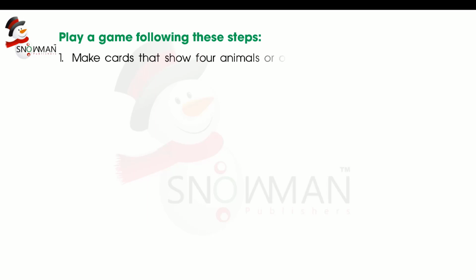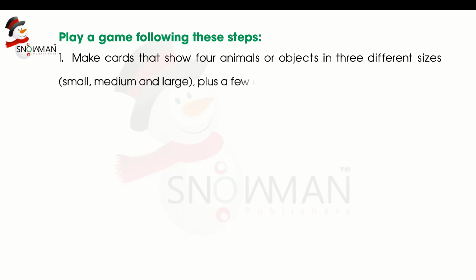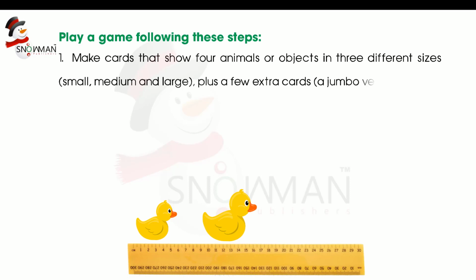Play a game following these steps. 1. Make cards that show 4 animals or objects in 3 different sizes: small, medium, and large, plus a few extra cards, a jumbo version of each animal or object.